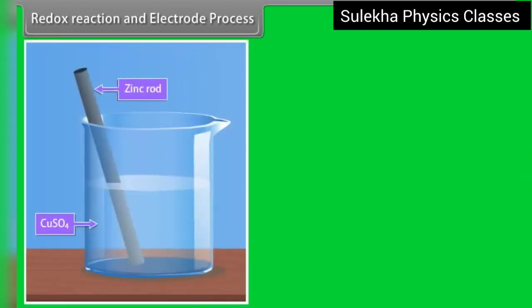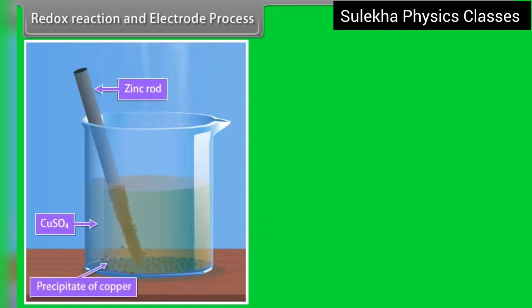For example, if a zinc rod is immersed in copper sulfate solution taken in a beaker, a spontaneous reaction takes place and the following observations are made. The zinc rod starts dissolving and loses its mass gradually. The blue color of CuSO4 solution slowly fades. A reddish-brown precipitate of copper settles down at the bottom of the beaker.